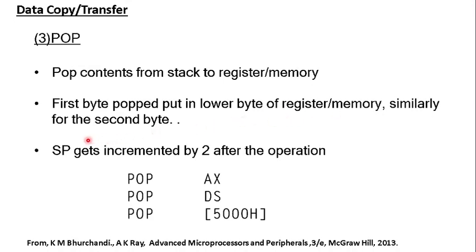Then after pop, what is the effective change to SP? As we know, the stack grows towards lower addresses and diminishes or reduces towards higher addresses. As pop is reducing the number of contents in the stack, the SP gets incremented by 2 after the pop operation. So here some valid pop operations are shown. We can pop into a register, into a segment register, or we can also pop into a memory location.